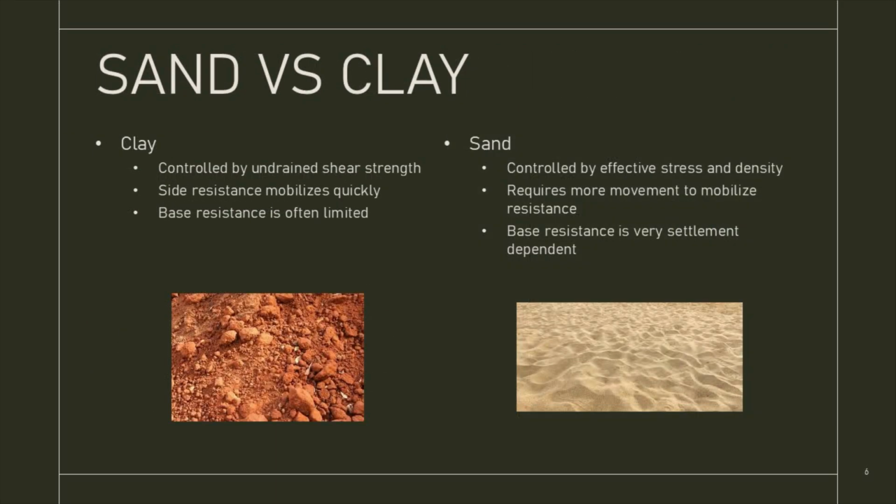At this point, it helps to compare what actually controls capacity in clay versus sand. In clay, capacity is controlled by undrained shear strength. Side resistance mobilizes very quickly with small displacement, and base resistance is often limited to control settlement. In sand, capacity is controlled by effective stress and density. Sand is strong, but it requires more movement to mobilize resistance, especially at the base. These fundamental behavioral differences explain why the alpha method is appropriate for clay while the beta method is used for sand.